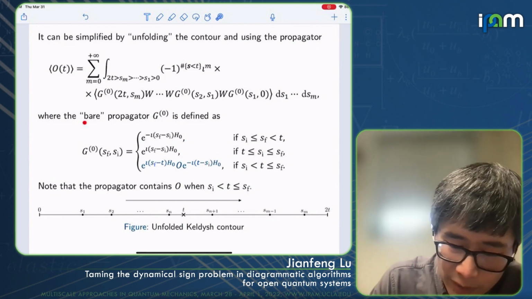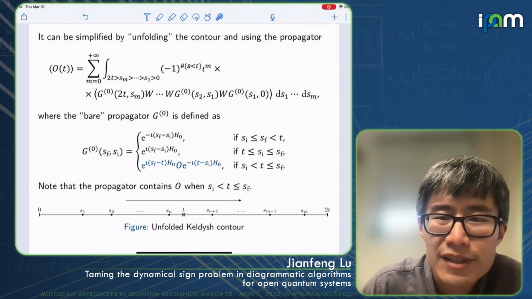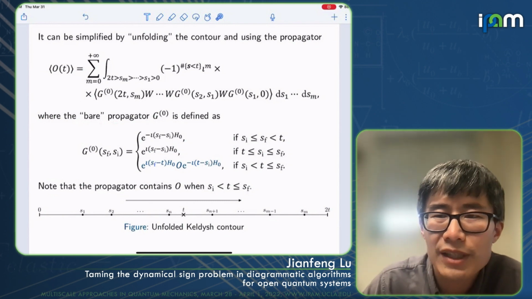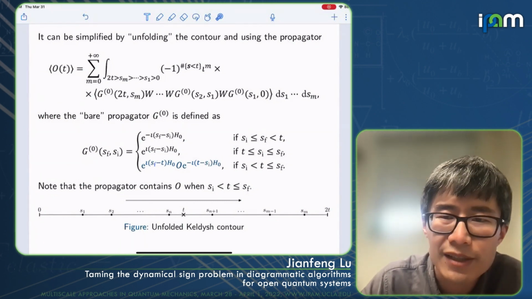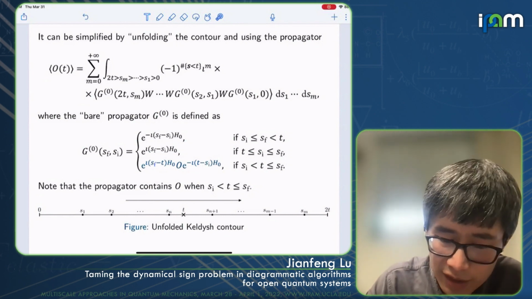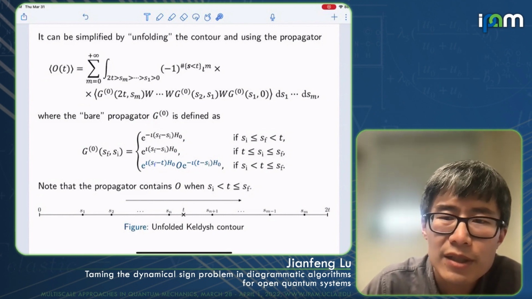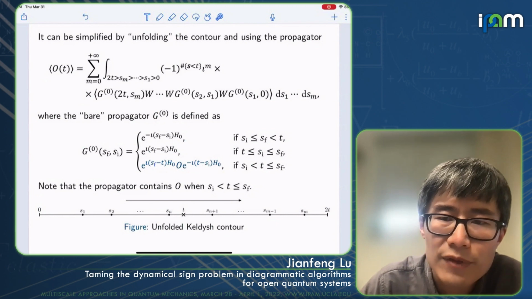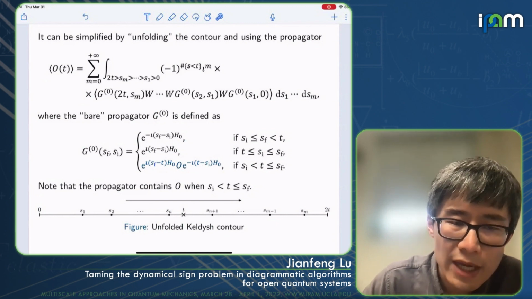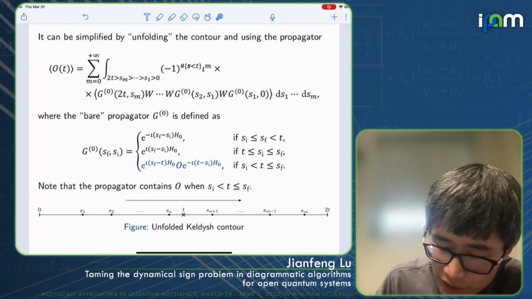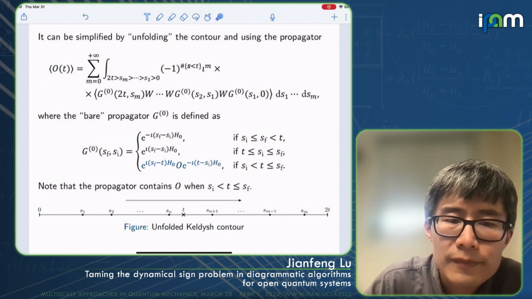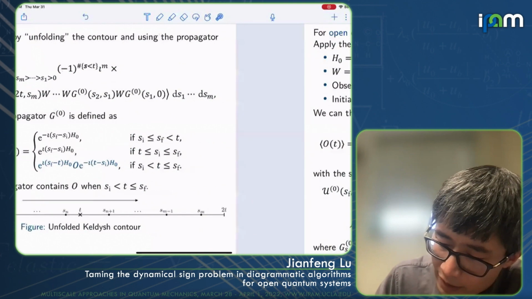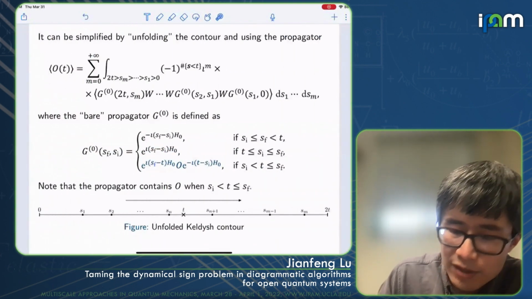Then we introduce some fancy words. This is the so-called bare propagator, and the real thing that we want in the end is the so-called propagator, with the interaction. This is the evolution without interaction, for the reference Hamiltonian. As I said, we unfold the Keldysh contour so that it becomes just a line from 0 to 2t. So is the formalism clear?